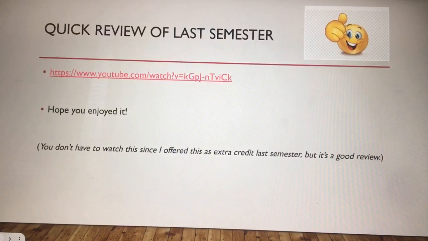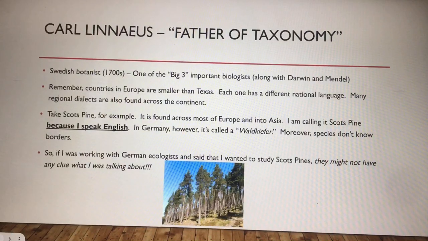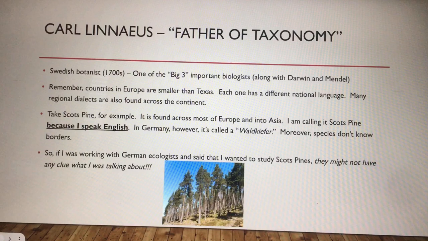So here we go. Moving on. All right. So this story begins with a dude named Carl Linnaeus. He's a big name. He's up there with other folks that we've covered like Darwin and Mendel. And this dude was a Swedish botanist.